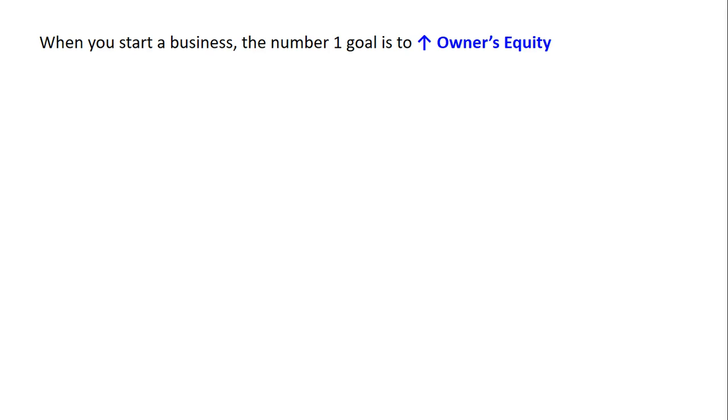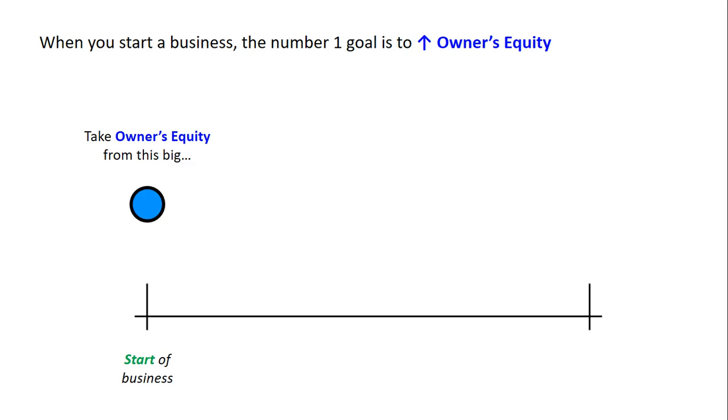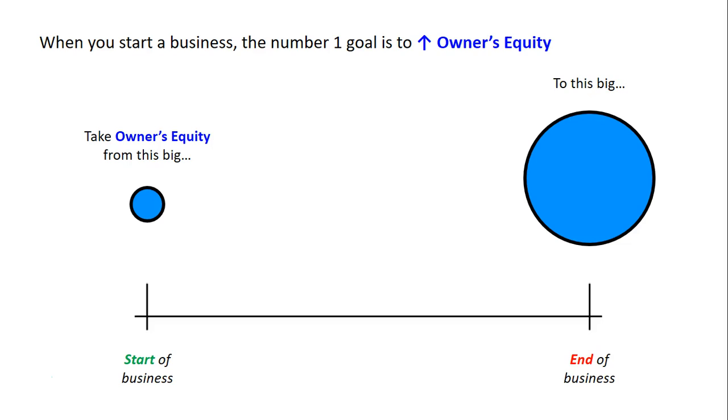And when you start a business, we said the number one goal is to increase owner's equity. What we want to do is start a business today and take owner's equity from a small amount to, when we finish with the business, much bigger. We want a big owner's equity figure. Now, that could be we end the business because we retire or we sell it, whatever.